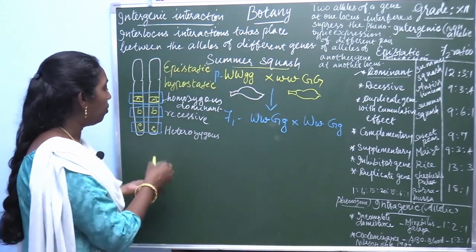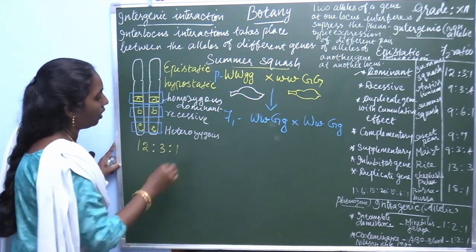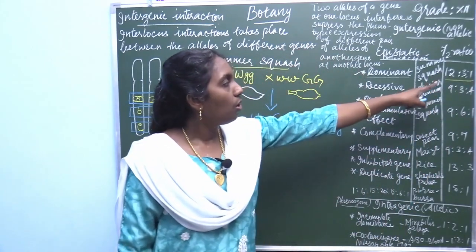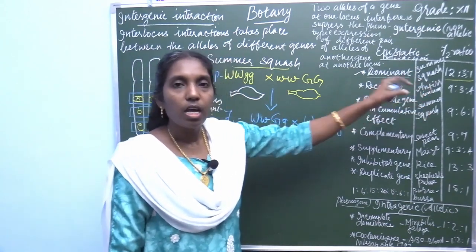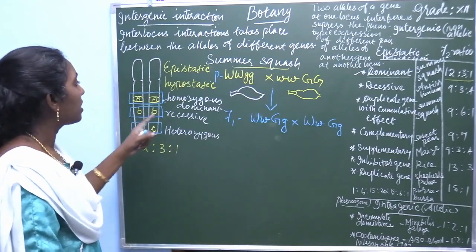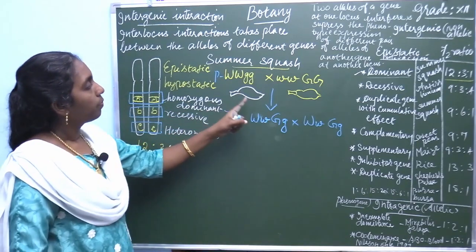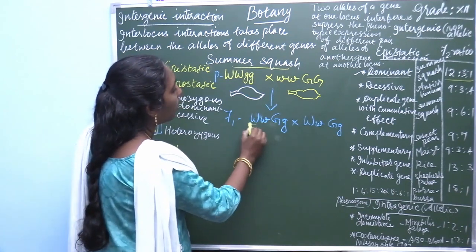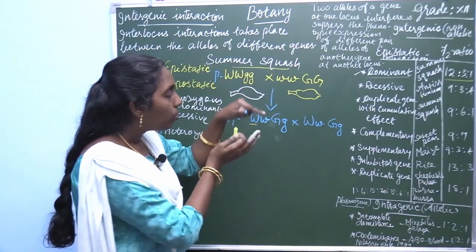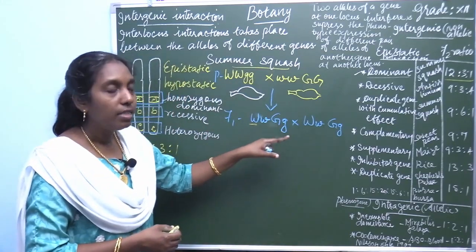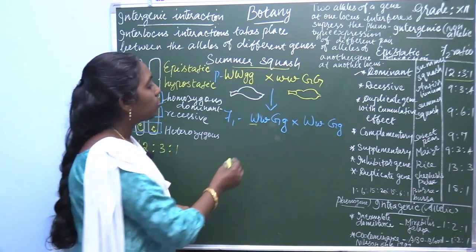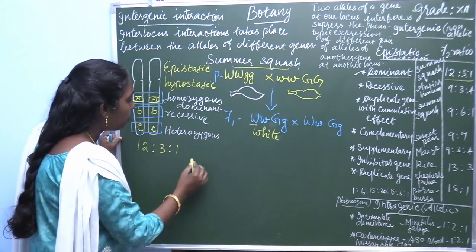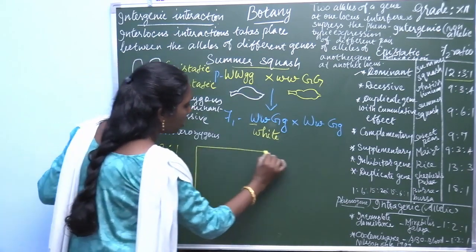It gives the ratio 12:3:1. See, with the dominant epistatic alleles, the ratio is 12:3:1. So for dominant epistasis, what is the example? Summer squash. The fruit color of summer squash has been taken as the example. The F1 generation gives a hybrid with white color. Here white is dominant, and this is the epistatic gene which suppresses the expression of the colored fruit, yellow or green. So it gives white color, and when the white is self crossed, it gives the ratio 12:3:1. Let us see it in the checkerboard.